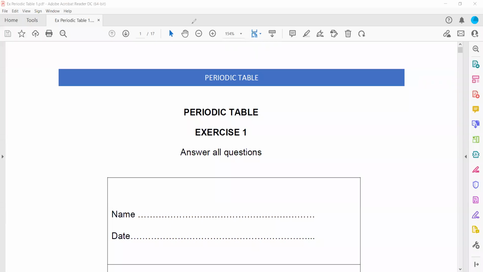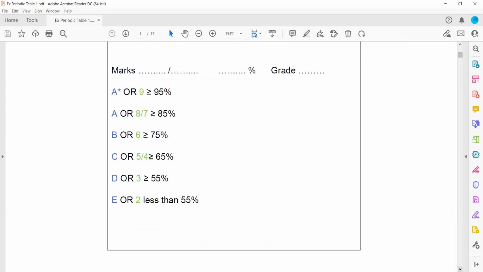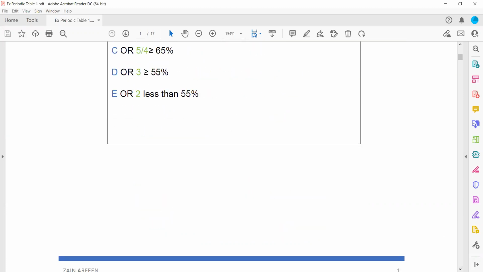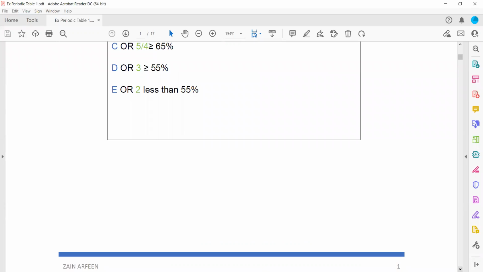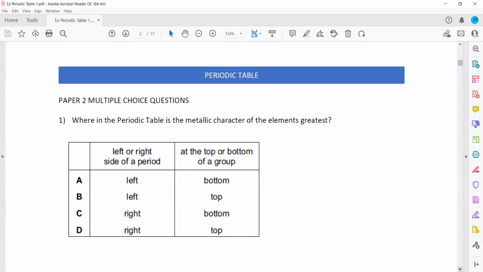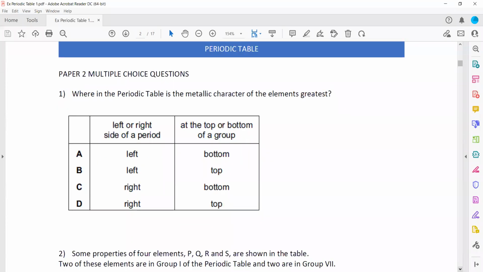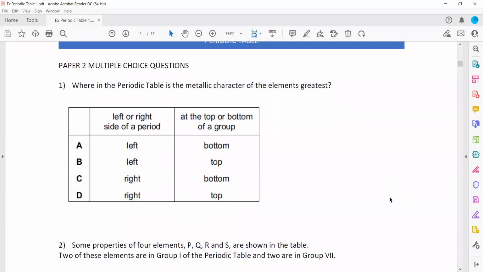So in this session, we will discuss the exercise related to the periodic table, mainly the multiple choice questions. In the first question, where in the periodic table is the metallic character of an element greater, like where we'll get more metallic character, or the tendency of the metal to lose electrons is more.